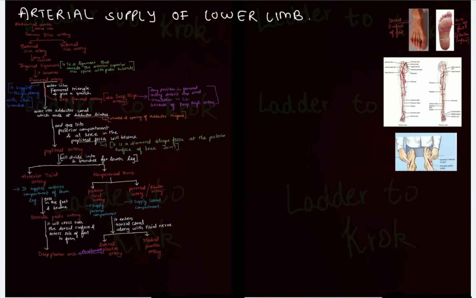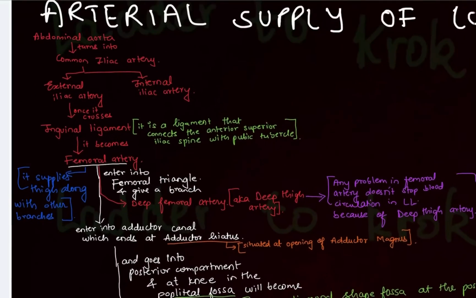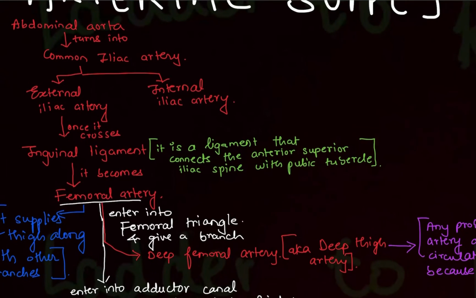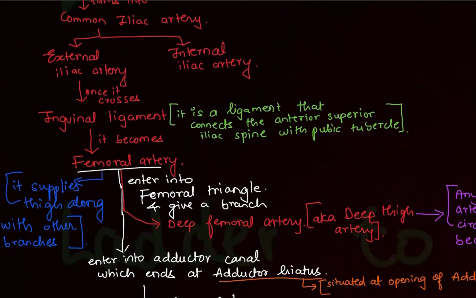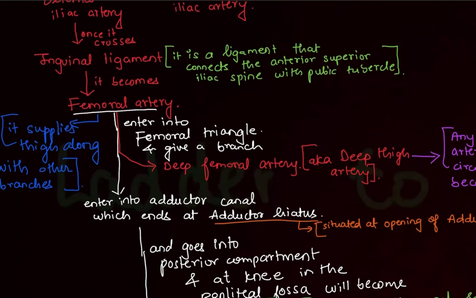That was all about the arterial supply of our lower leg. I'll revise this one more time, a quick revision. Okay, so pay attention. The abdominal aorta will turn into the common iliac artery. This common iliac artery will give off two branches, the external iliac artery and the internal iliac artery. Now we are talking about the external iliac artery because this is the artery which will be supplying our lower limb. Once it crosses the inguinal ligament, it will turn into the femoral artery.